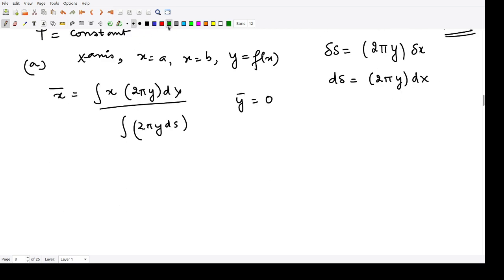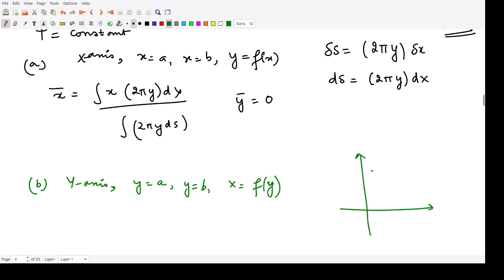Next, let us quickly see the second case, the last case. We have the y-axis with us. We have y is equal to a, y is equal to b, and the curve is given to be x is equal to f of y. So we have this kind of structure again. This is the solid of revolution, and here we assume this is the point y is equal to a, this is the point y is equal to b, and we again take a very small portion out of it. This we have assumed to be hollow.